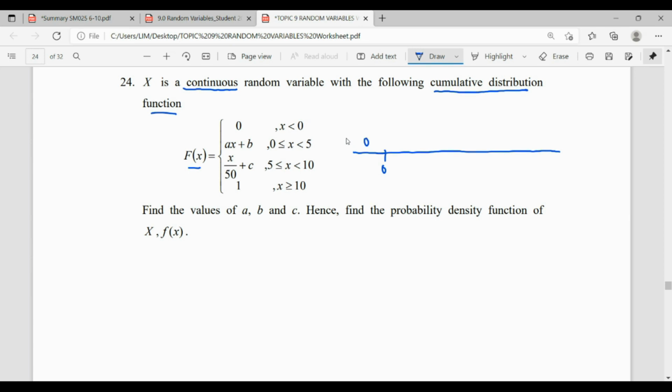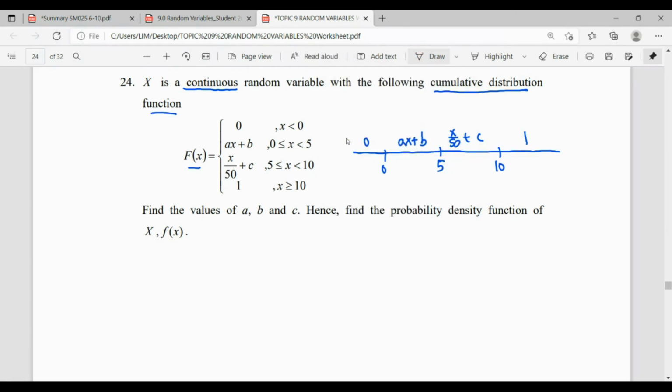Before 0, it is 0. From 0 until 5, we have the function ax plus b. From 5 until 10, it has x over 50 plus c. Then more than that, the maximum cumulative is 1. So how do we find our unknowns a, b, c?